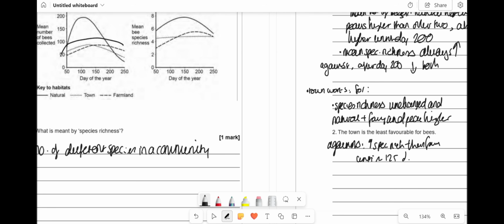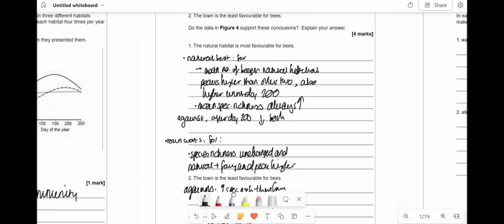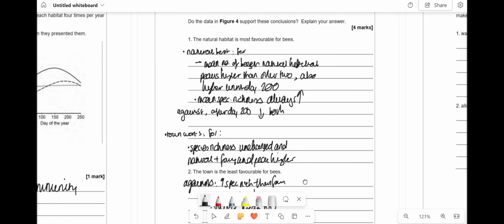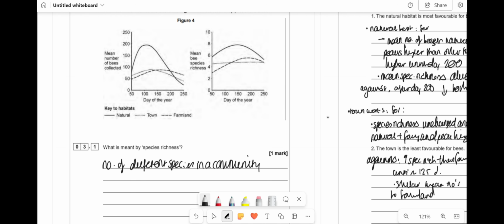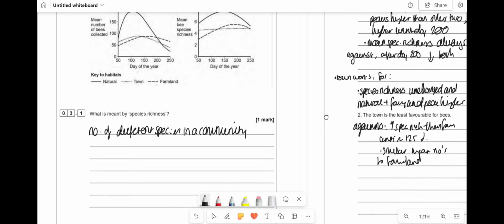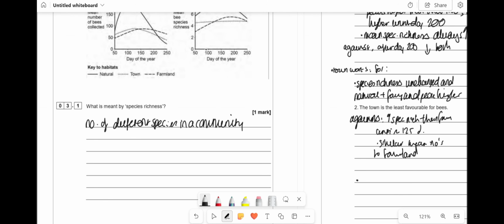Well, also there's not a huge difference between the farmland here and that, so there's similar mean numbers to farmland, right? But the other thing as well is we're looking at, again, just evaluating all of this. If we're looking at the figure alone, we cannot conclude how well this is biodiversity-wise, because we don't know how many of each. We only know the mean bee species richness. We also only know the mean number of bees. We do not know how many of each species there are. So we don't have the index of diversity in this figure. Or you could say the number of each species has not been measured.